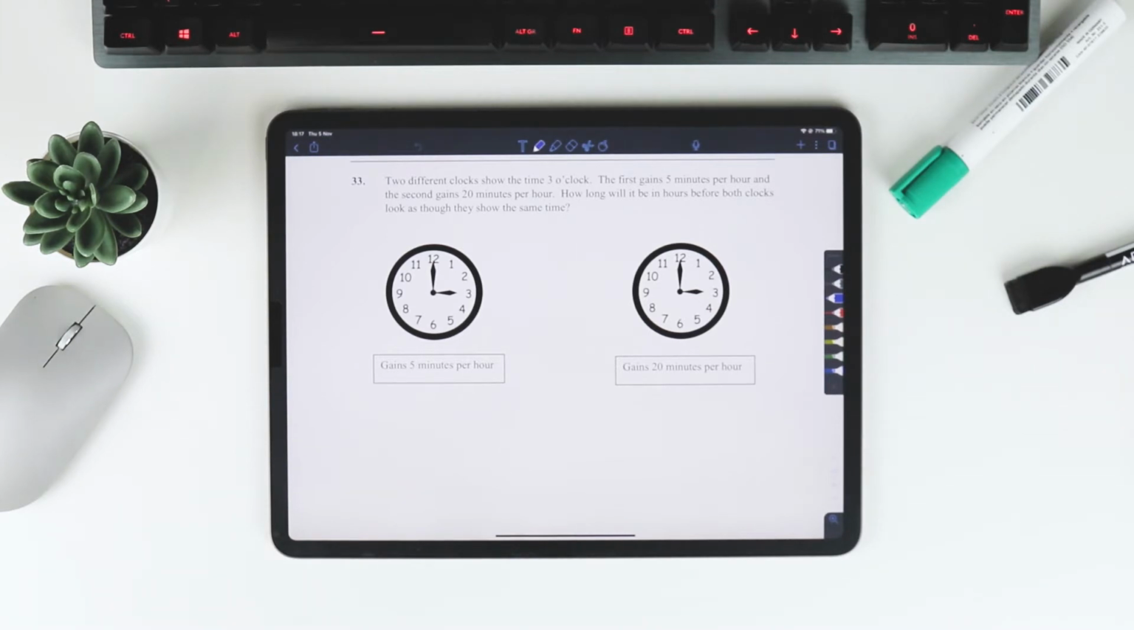Okay, so let's read the question. Two different clocks show the time 3 o'clock. The first gains 5 minutes per hour and the second gains 20 minutes per hour. How long will it be in hours before both clocks look as though they show the same time?